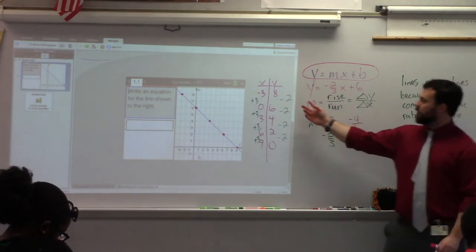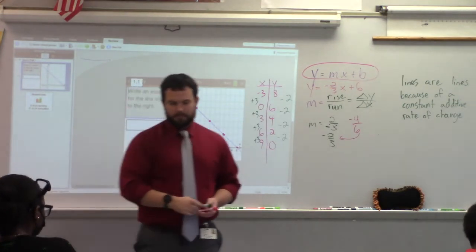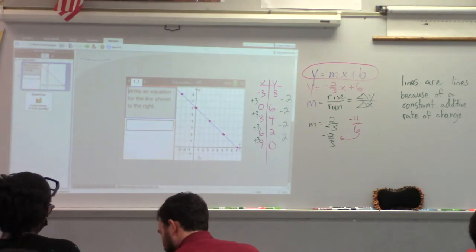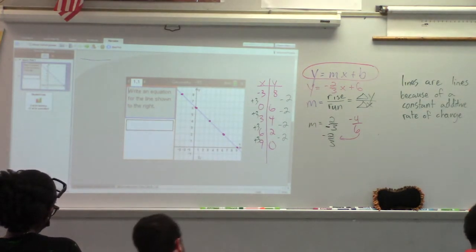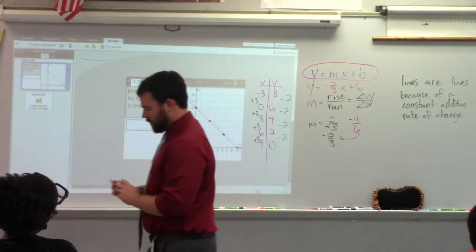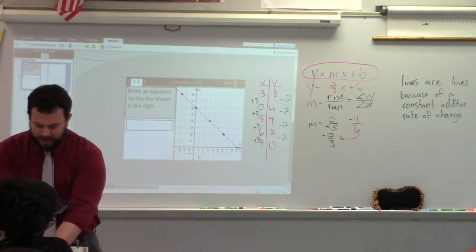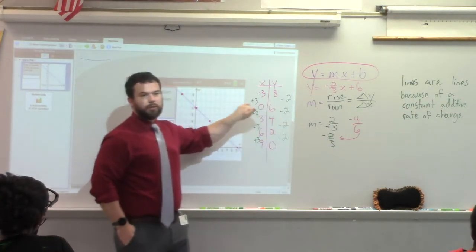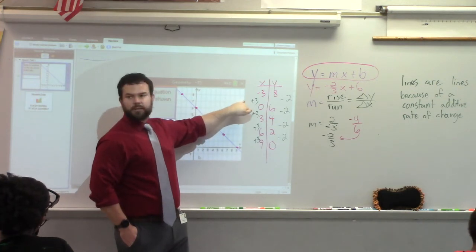I want you to note right here, this -2. We talked about that already. That's the what? Just the -2. That -2 is the change in y. What's that +3? The change in x. So we see a constant additive rate of change there. Change in y is -2, the change in x is +3. Where does that change in y and change in x come up?